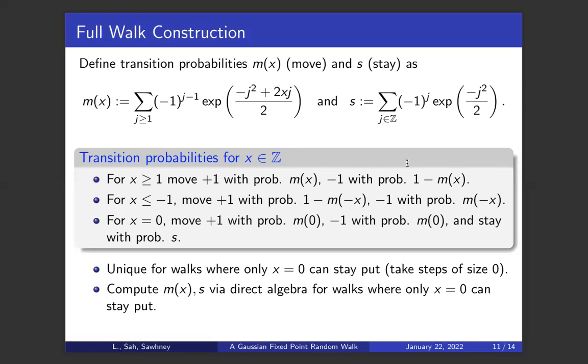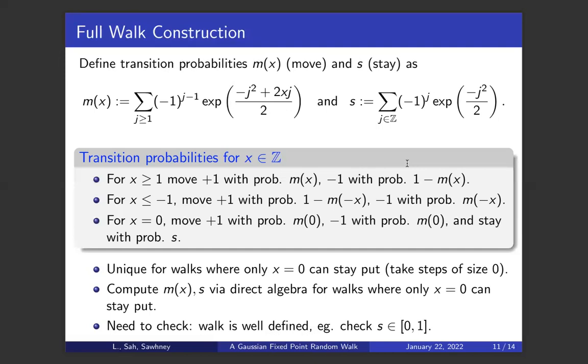So given these transition probabilities mx and s, you can directly check that the discrete Gaussian on Z is a stationary distribution for the walk. There is one piece that needs checking though, just to formally show that the walk is well defined. You have to show that M is actually between 0 and 1, and that S is also between 0 and 1.